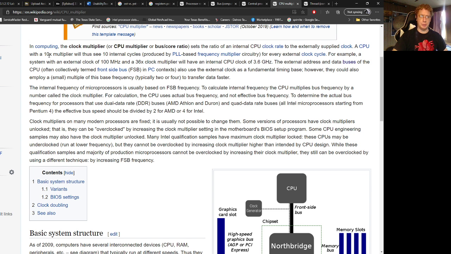For example, a system with an external clock of 100 megahertz and a 36 times clock multiplier will have an internal CPU clock of 3.6 gigahertz. So a CPU with a 10 times multiplier will thus see 10 internal cycles for every external clock cycle.